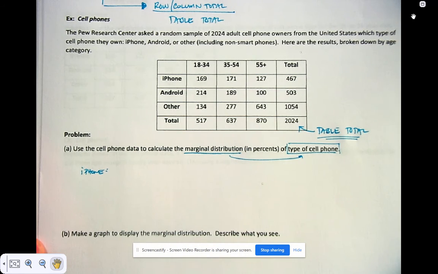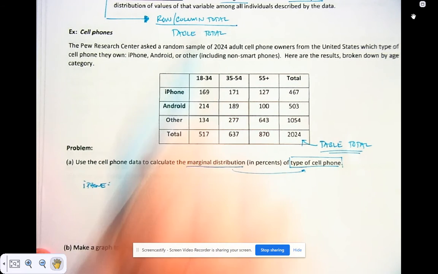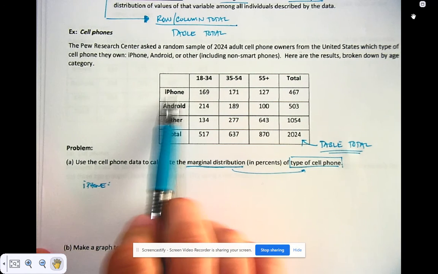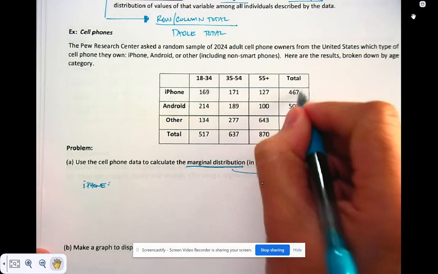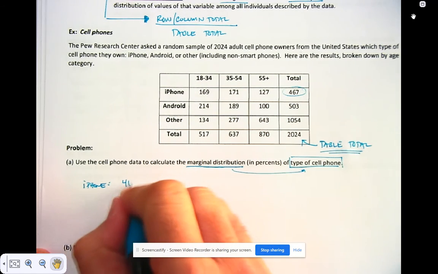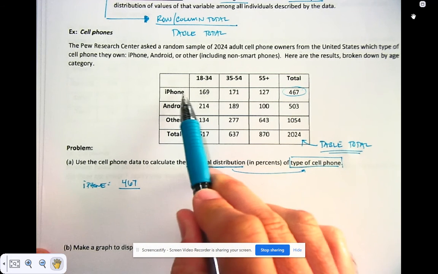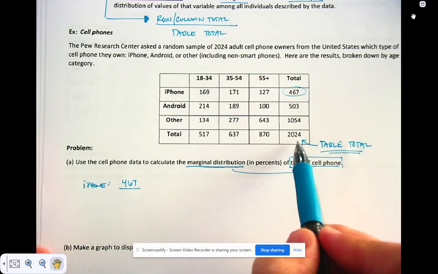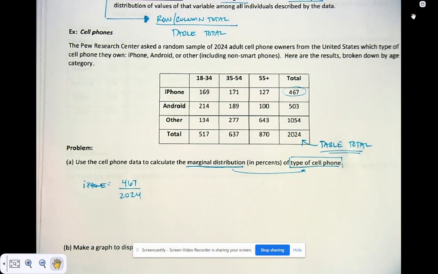Okay, so marginal distributions, we use a row or column total. In this case, because they're asking us about iPhones, we're going to go straight across the table to our table total, which is 467 out of, I'm sorry, that was the row total divided by the table total, 2024. Okay, so we're doing a marginal distribution.